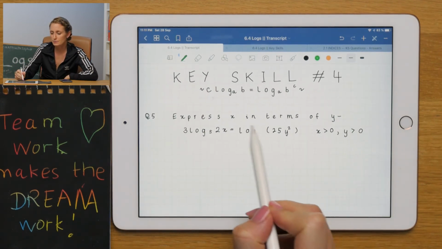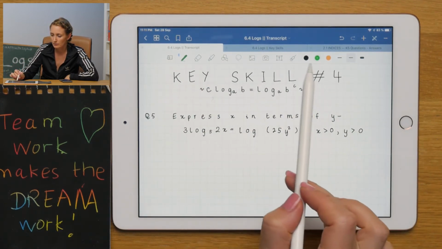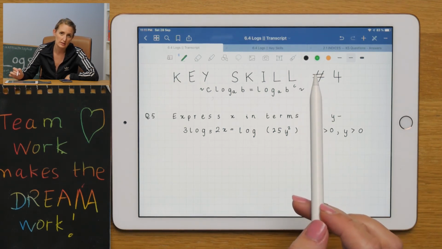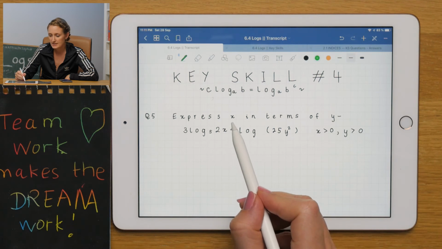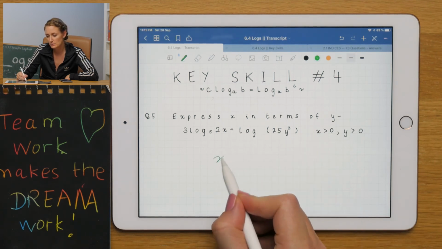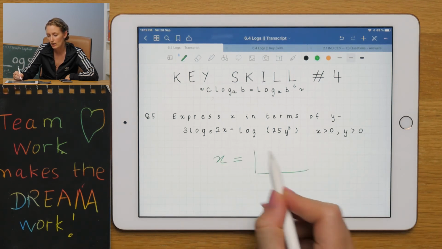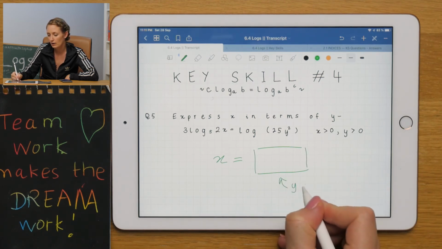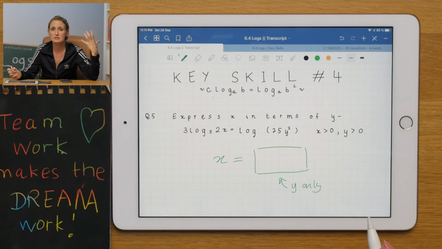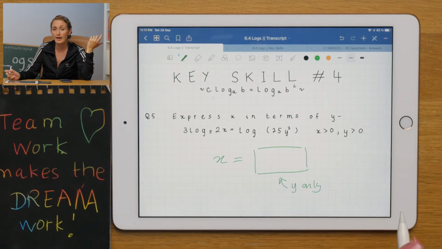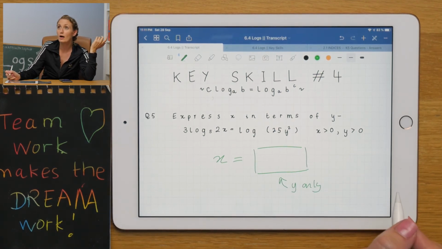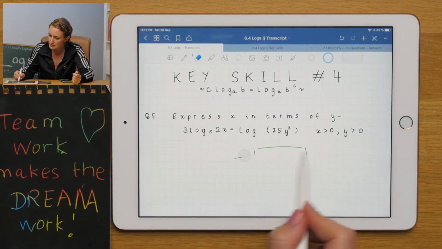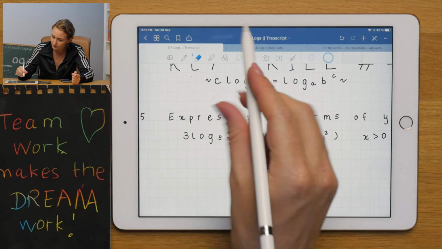Last question. Express x in terms of y. What does that actually mean? Express something in terms of something else. Well, if it says x in terms of y, that means that at the end we should have x equals a formula, and that formula has got the letter y only. So some y's, some powers of y's would be okay, some square roots with y, some numbers, things with y. You guys get it. So let's have a look.